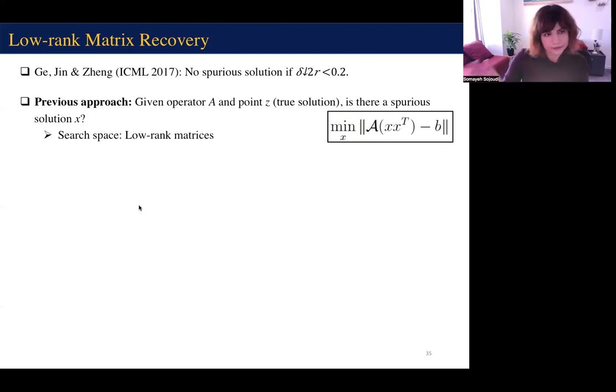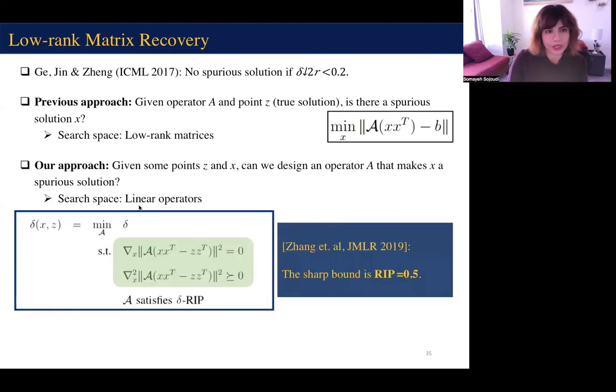In the previous approach, given some true solution Z and the operator A, we formulate an optimization problem and we want to see whether or not we have a spurious solution X. So here we search over the space of low-rank matrices. We came up with a new approach, which is as follows. Given some point Z and some point X, can we design an operator A that makes X a spurious solution for the problem? In that case, the search space is the set of linear operators.